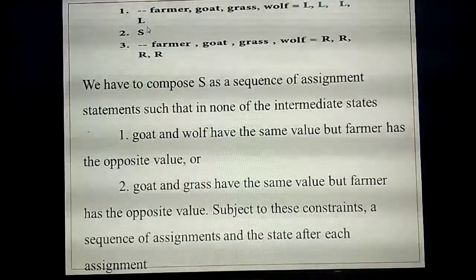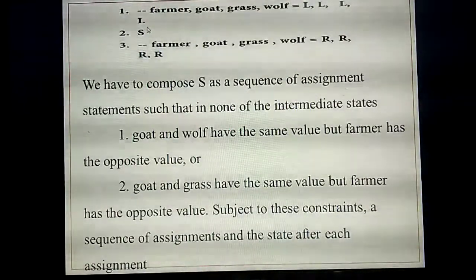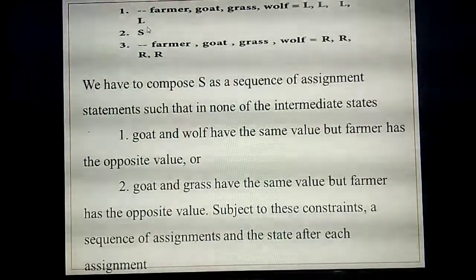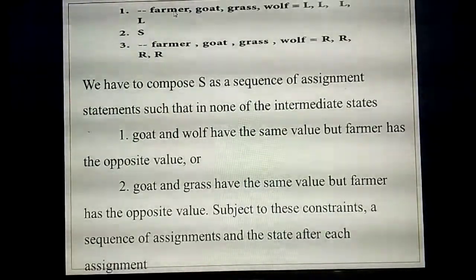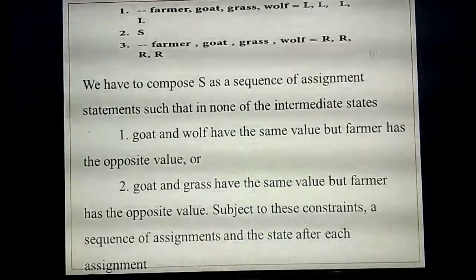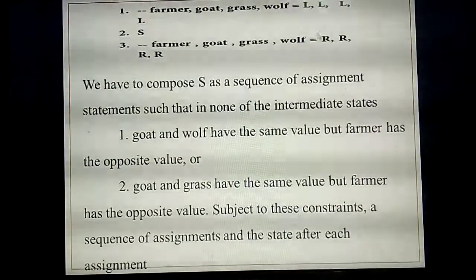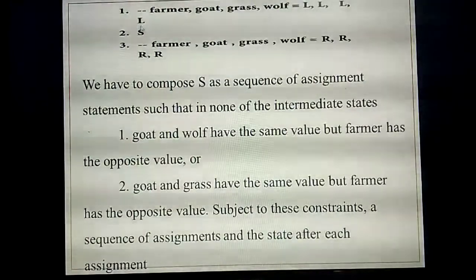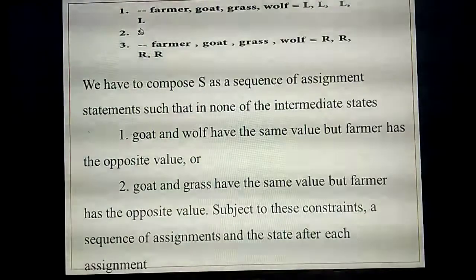So understand, what's the initial state? Farmer, goat, grass and wolf, all four are standing on the left side. The left side we represent with the variable L. How many L's will come? Four. Next, at the final state, all four need to stand on the right side. The right side is represented by the variable R. For that you are going to compute with the statements. This is the input, last is the output, and in between is the statement.